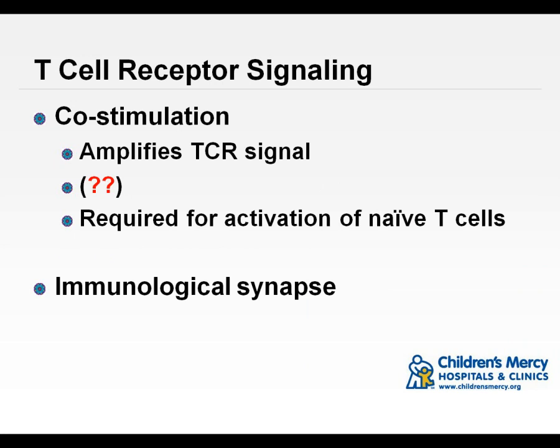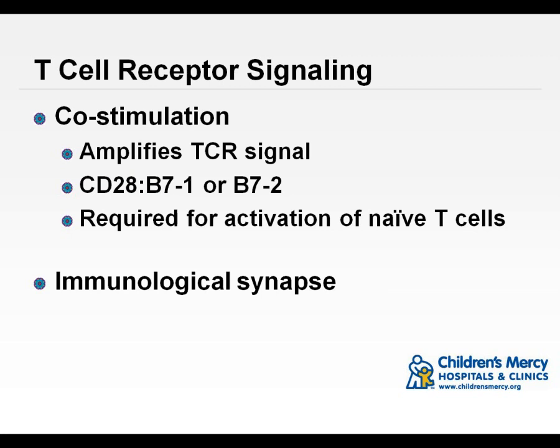And then there's something called co-stimulators, which, as the name would imply, are important in co-stimulation. It actually amplifies the T cell receptor signal. Anyone have an example of a co-stimulator? Yeah, CD28 and B7, exactly. CD28 on the T cell does not bind to the same thing as the receptor does. It has its own molecule that it binds to. In this case, it's B7 or CD80, CD86.